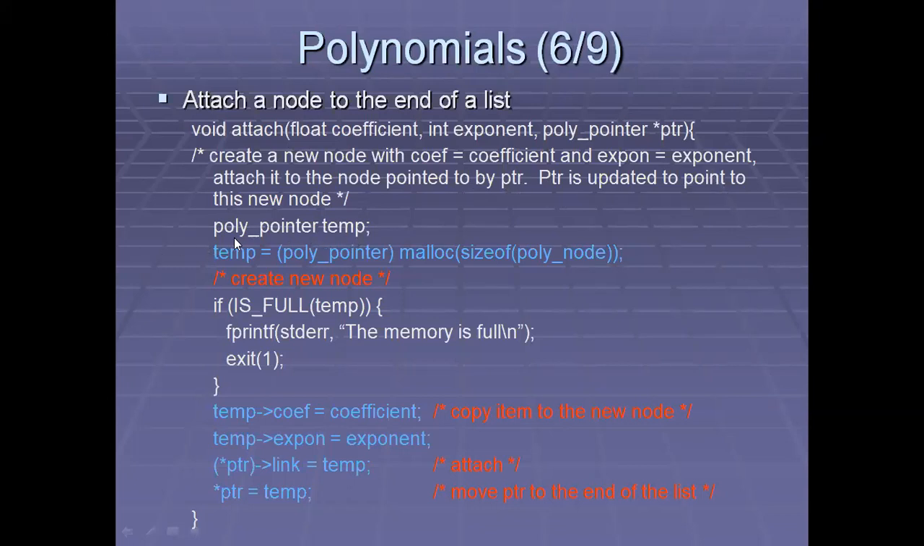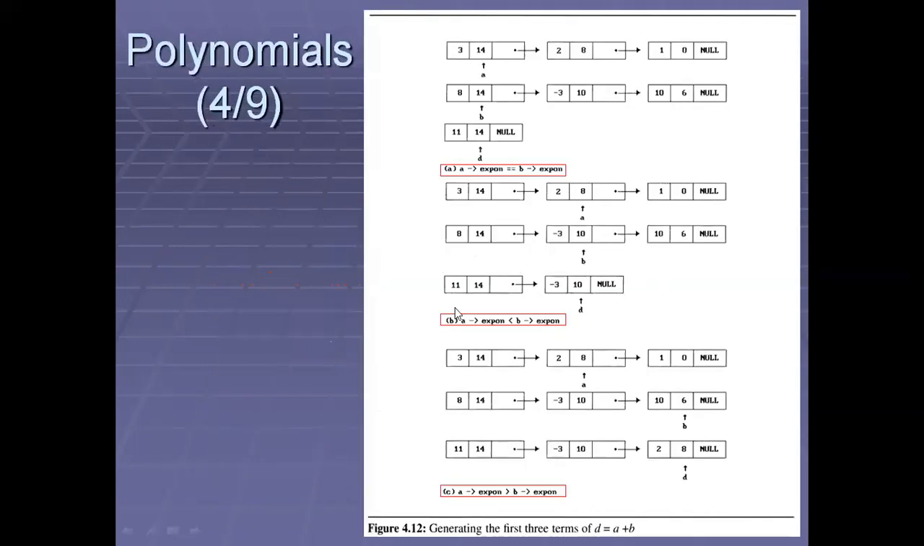So you can see here, poly pointer temp is equal to poly pointer malloc. So one pointer is created. For each node, I have to create a pointer. If a node is created, it is new in the resultant one. You can see here this C, this third part is nothing but the resultant linked list.